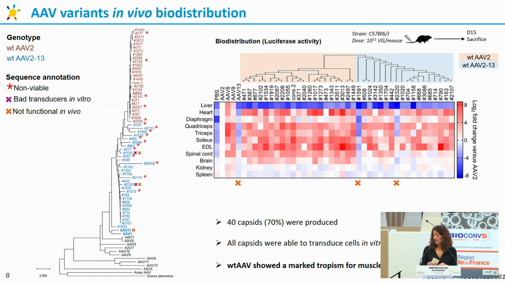So we moved to the biodistribution following intravenous injection in mice. And as you can see here in the heat map, the majority of the variants had this marked tropism for heart, for all the muscle, and for central nervous system. And we also observed this very low transduction efficiency in the liver.